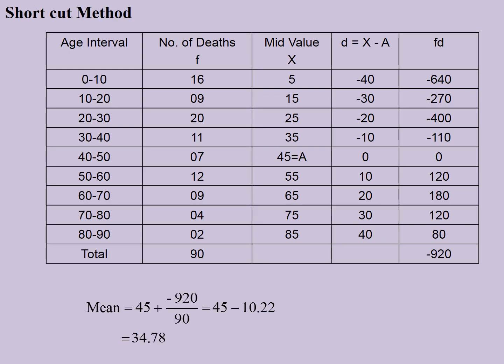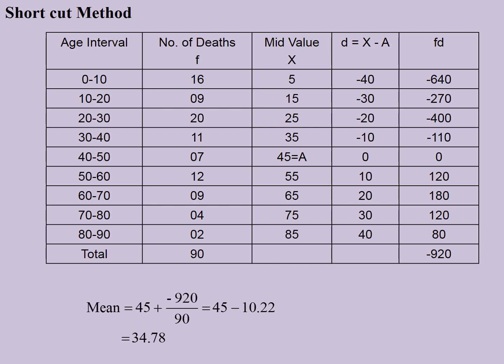Now suppose in your exams a question mentions calculating the average age at the time of death by the shortcut method. So how can you calculate it? The first column is the same, the second column is also the same, and the third column is also the same. So up to 3 columns it is common, as per the previous method.